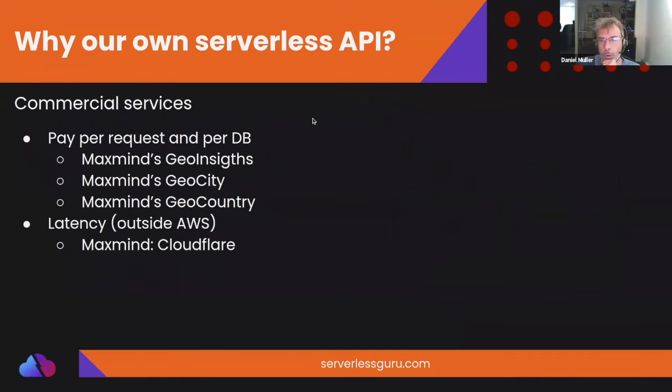And now, why do we build our own? Because commercial services, especially MaxMind, offer APIs. And in a commercial service, you will generally pay by request and per DB. So if you need distributed DBs, which is GeoInside, GeoCity, and GeoCountry, you will need to pay for each of them. And then you will get some latency because it's generally outside AWS. In the example, MaxMind, I think, at least when I did these slides, which, to be honest, are like 2 or 3 years old now, they were using Cloudflare. So you have to go out from your hosting, from your cloud network, to go to another cloud network to get information. So you have the HTTPS latency and you have the network latency added to that.